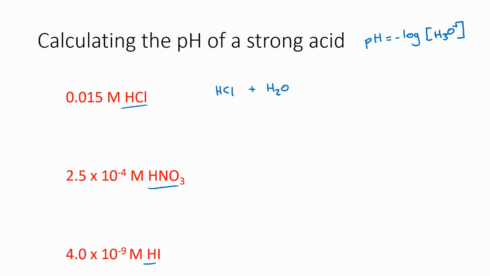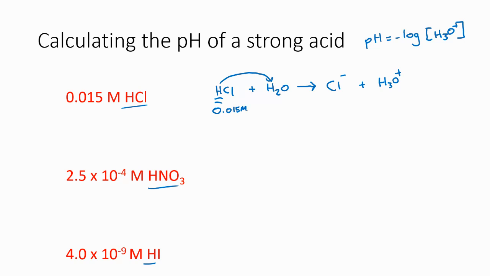100%. That means all of the hydrochloric acid that I start with here is actually going to end up turning into hydronium. So I end up with Cl minus and I end up with H3O plus. It's the H3O plus that we care about, but I want to show you how we should think about this. Initially, before putting this into water, we have 0.015 molar HCl.